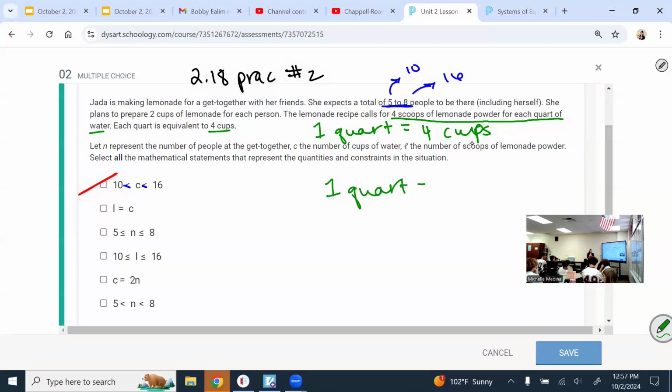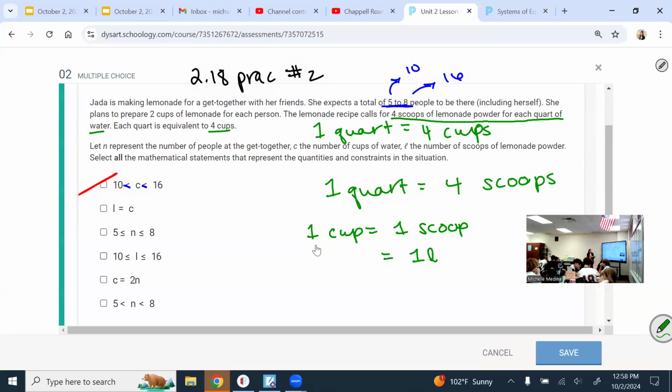So side note, 1 quart also has 4 scoops of the lemonade powder. So what does that equal out to per cup? 1 scoop per cup, right? Not 2, not 4. That equals out to, for every 1 cup, 1 scoop of the lemonade powder, which is 1 L. That's what the 1 scoop is, because it only needs 1 per cup.